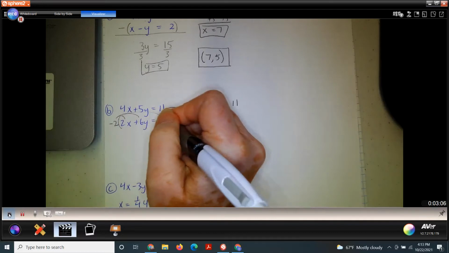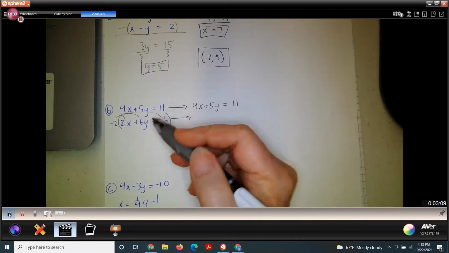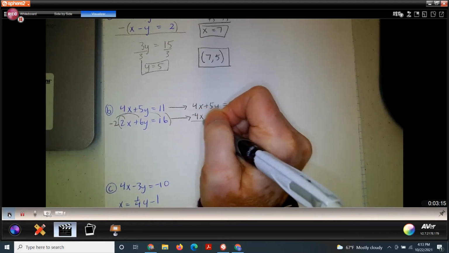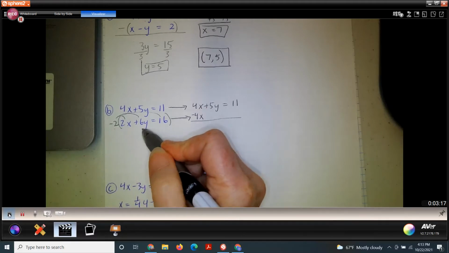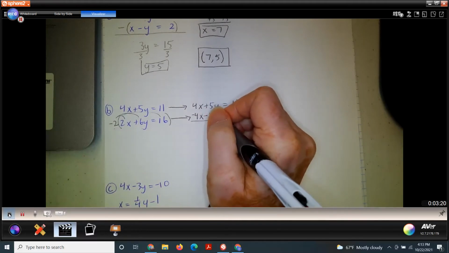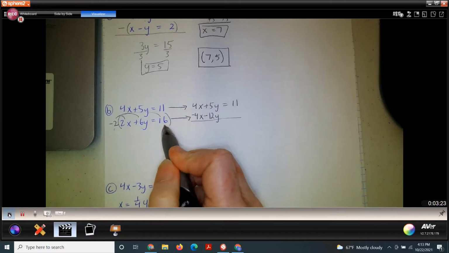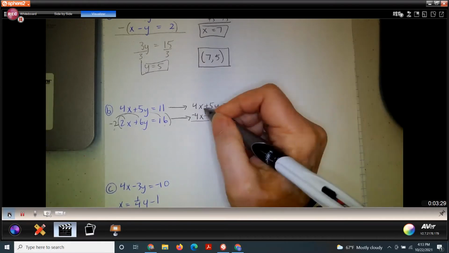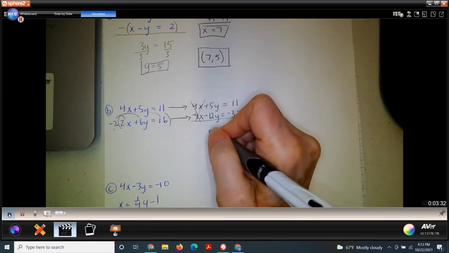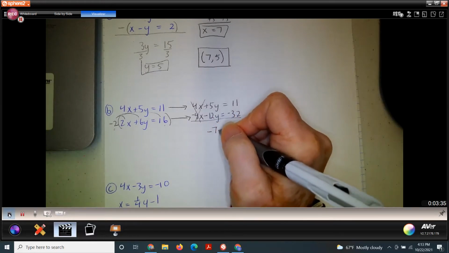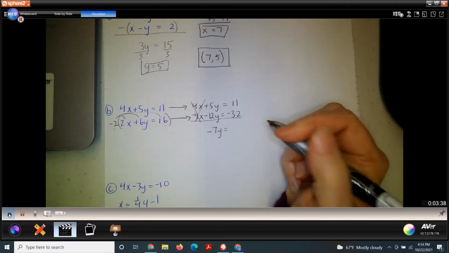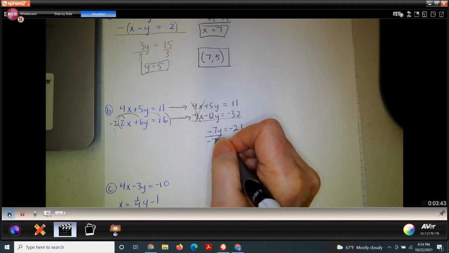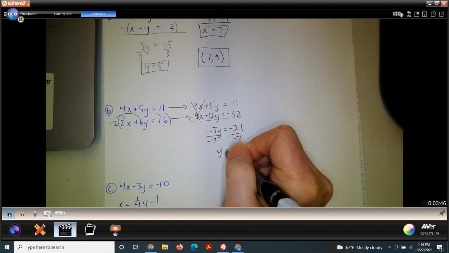And when I multiply, I'm going to multiply out to each of the terms. So -2 times 2x gives me my -4x that I want. -2 times 6y gives me -12y, and then -2 times 16 would give me -32. And then these are going to cancel out. 5 minus 12 gives me -7. And then this is going to make -21. And then divide out. And so y equals 3.